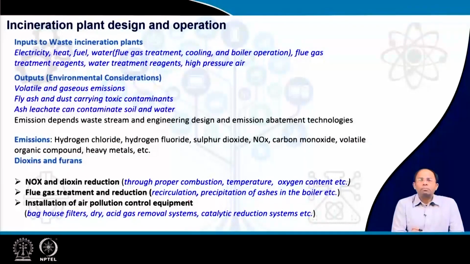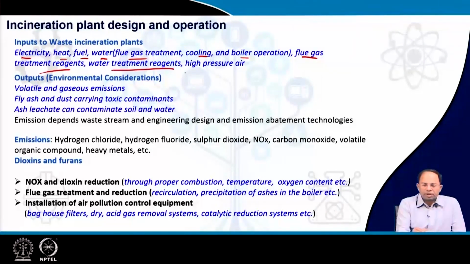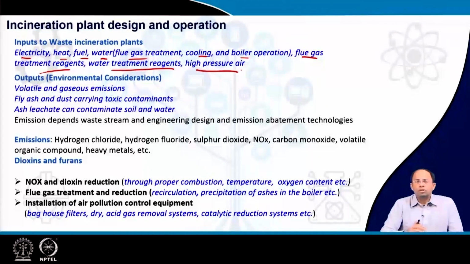So what are the inputs that go into the plant? Electricity, heat, fuel, water. Water is used for flue gas treatment, cooling and boiler operations. Flue gas treatment reagents, water treatment reagents, high pressure air, these are all inputs to the system. Why am I talking about inputs and outputs? Because this is how you evaluate the different processes and see which one is better.